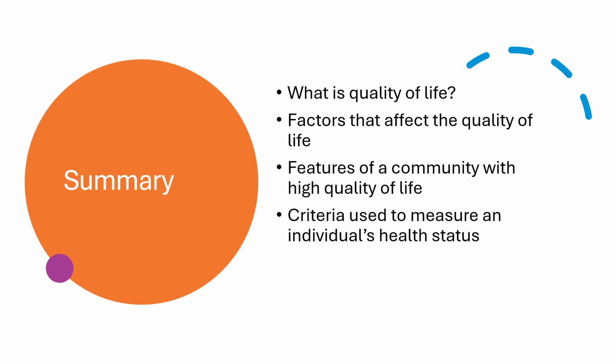Alright, so if we summarize today's lesson, we learned what quality of life means, and what are the factors that are affecting the quality of life. We talked about 6 factors, and then about the features of a community with high quality of life, and also we talked about the criteria that can be used to measure an individual's health status.